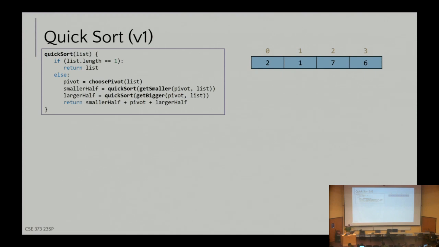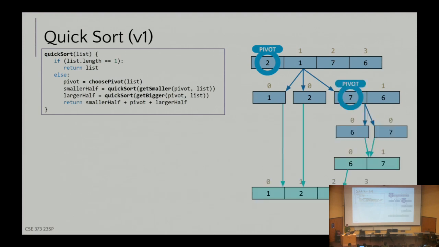So here is some of the pseudocode for it. The first thing we do is choose a pivot. Then we split around the pivot, the smaller half and the larger half, and then we return adding them together. So it looks pretty similar to merge sort in pseudocode.